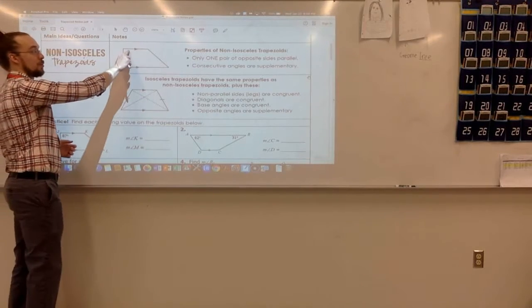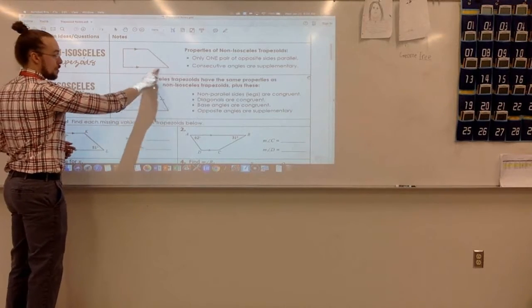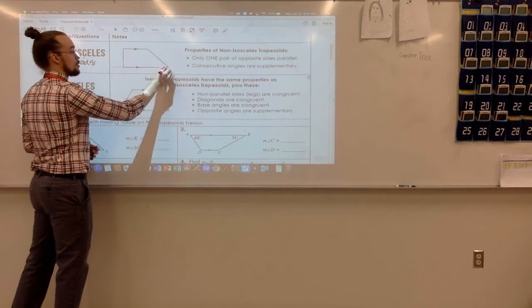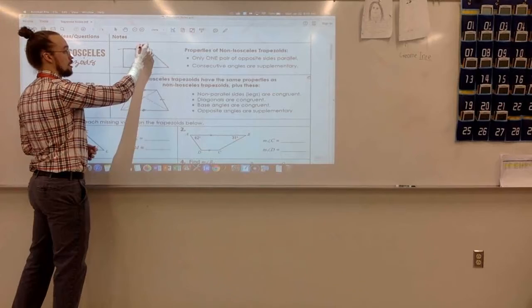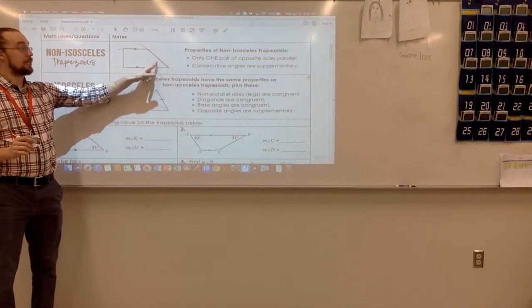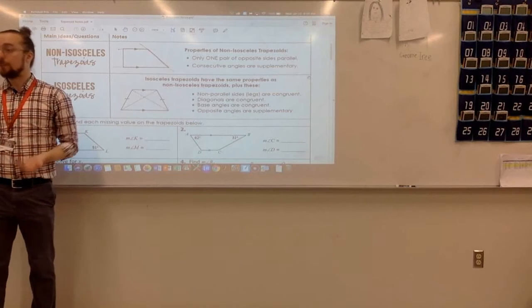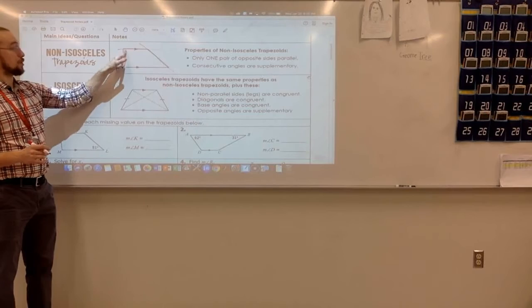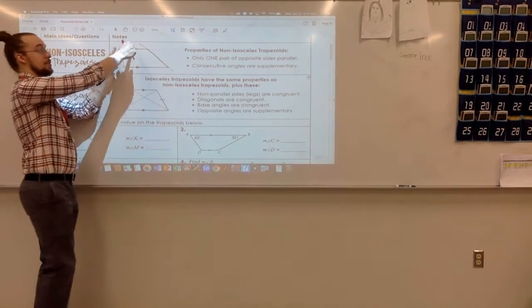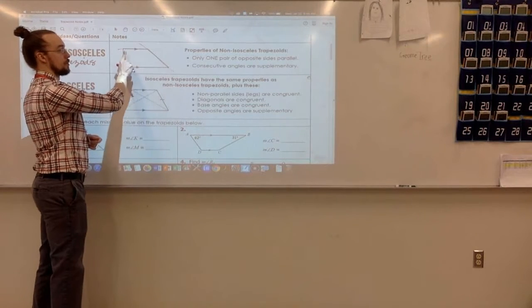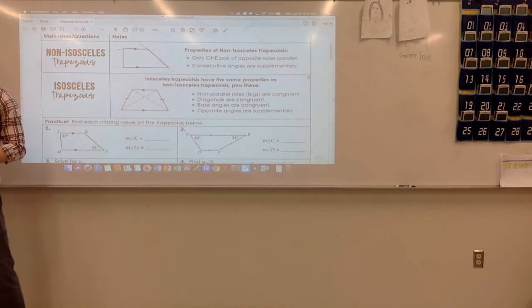So if we're looking at one pair of parallel sides, here's a pair of parallel sides, here's a transversal. These are consecutive interior angles, therefore they add to 180. Same thing over here. Here's a different transversal, so these two add to 180. But since these two sides aren't parallel, there's no relationship between these two angles or these two angles.